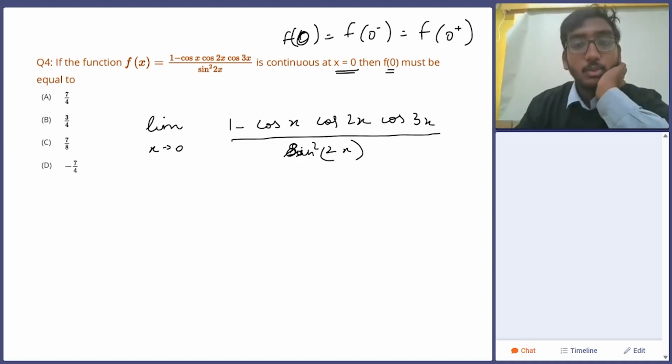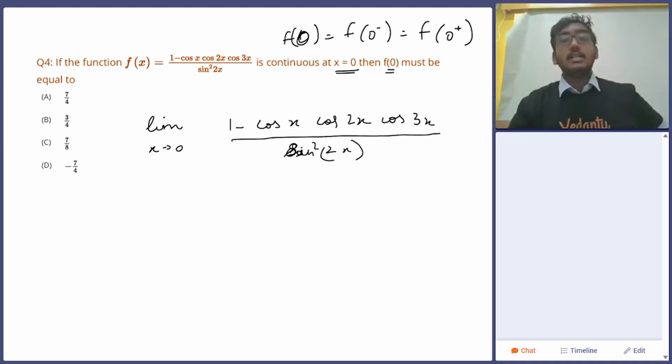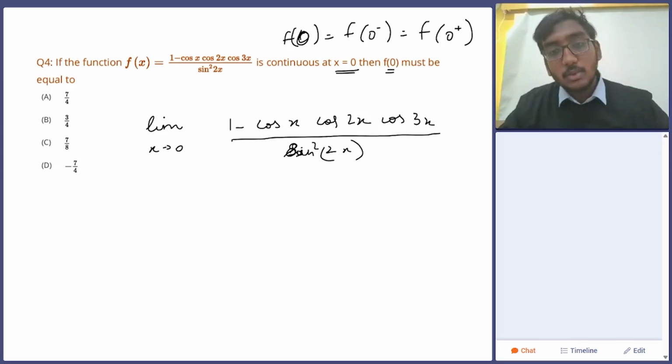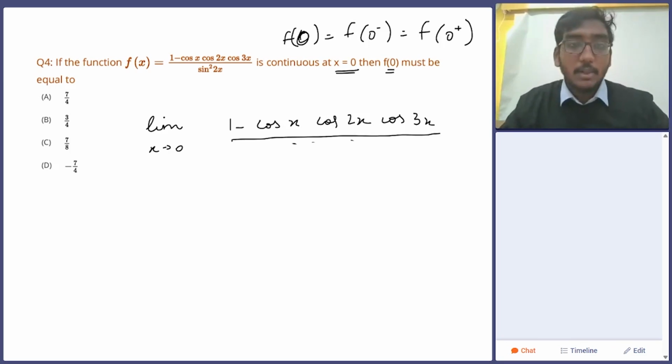For that, by just looking at it, we can very well say that it is of the form 0 by 0. We can use L'Hospital rule to evaluate this expression. Before that, to make the differentiation a little easier, we'll replace sin theta by theta, because as x tends to 0, sin x by x is 1. So you can replace sin square 2x by 2x the whole square. That will be 4x square.